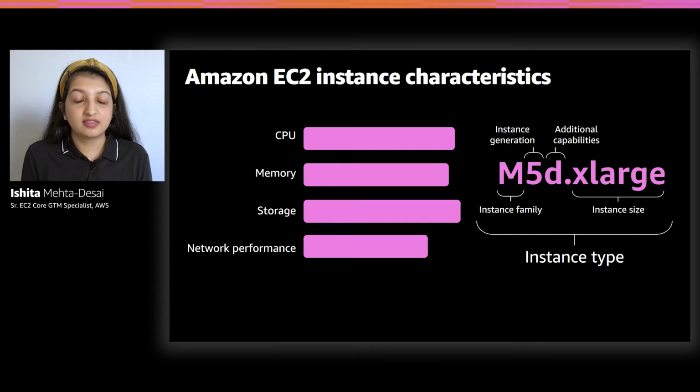Last is the sizing of the instance, which is a t-shirt sizing of your instance, and that is represented by Xlarge in this case. Something to keep in mind is that every instance size in an instance family will have the same vCPU ratio, but every instance size will have twice the number of CPU, memory, and storage resources compared to the previous size. That is, an M5d Xlarge will have twice the resources compared to an M5d large instance.